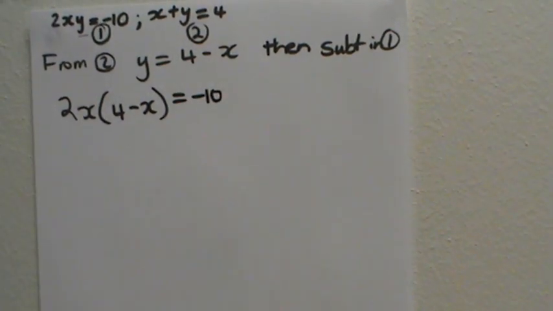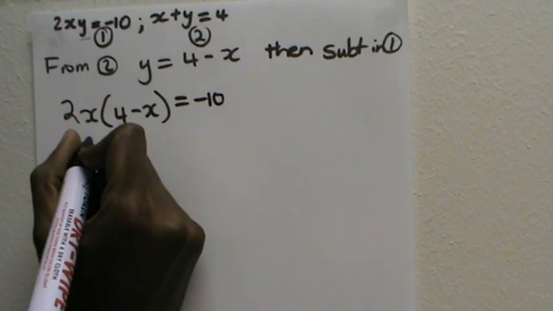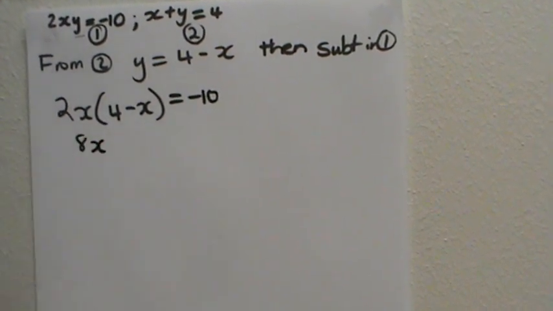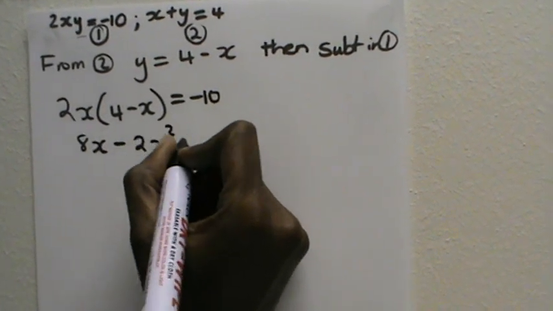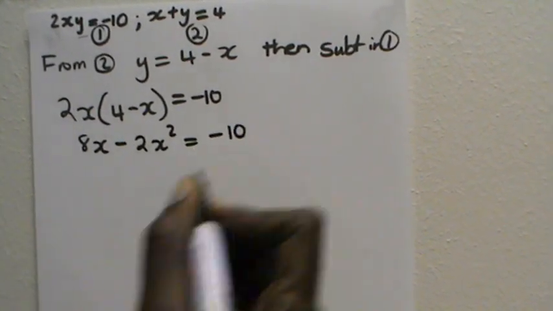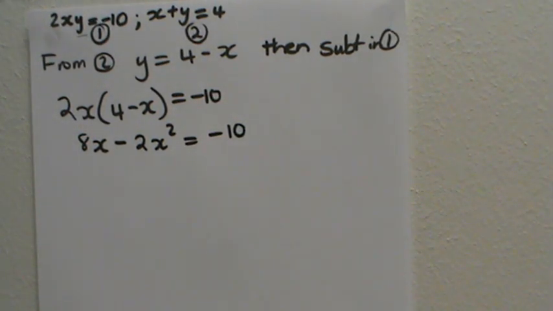So multiply out the brackets. This is 8x. And then the 2 times that one, this is minus 2x squared. This is equal to minus 10. Now, from here you can see I have a quadratic equation. So, you know the ways to solve them. Either you factorize, complete the square, or use the formula.